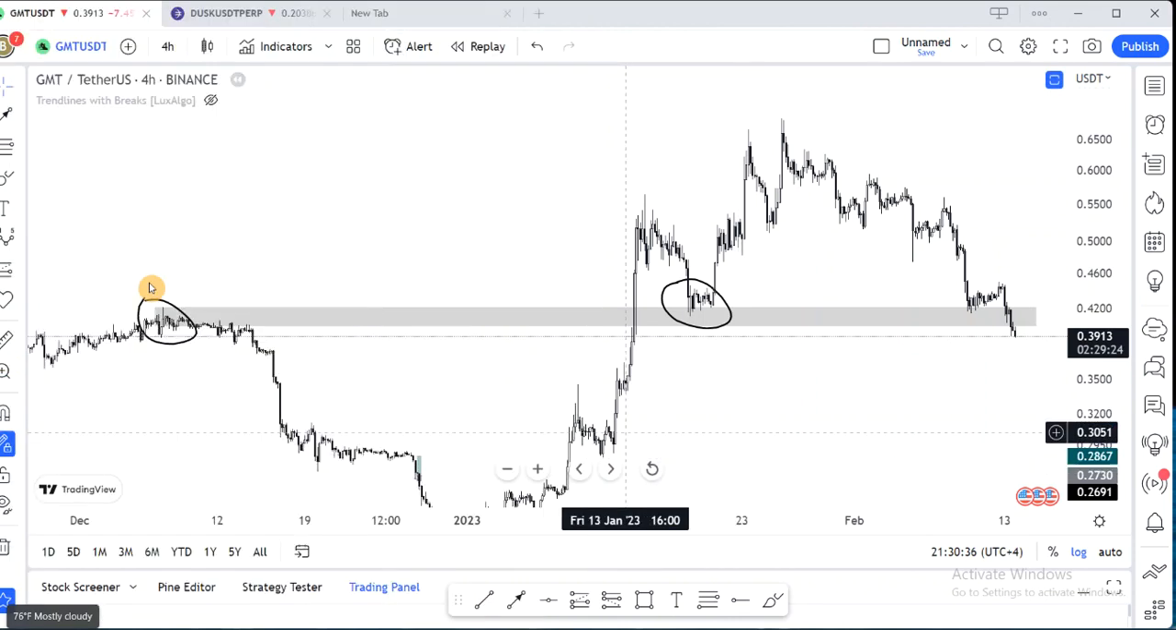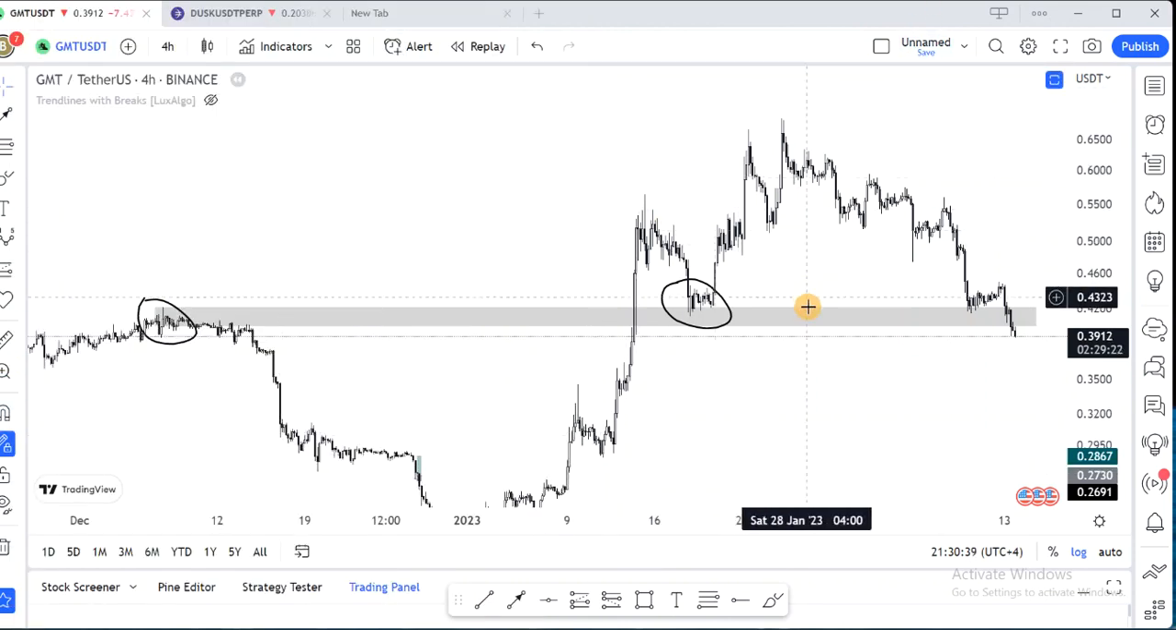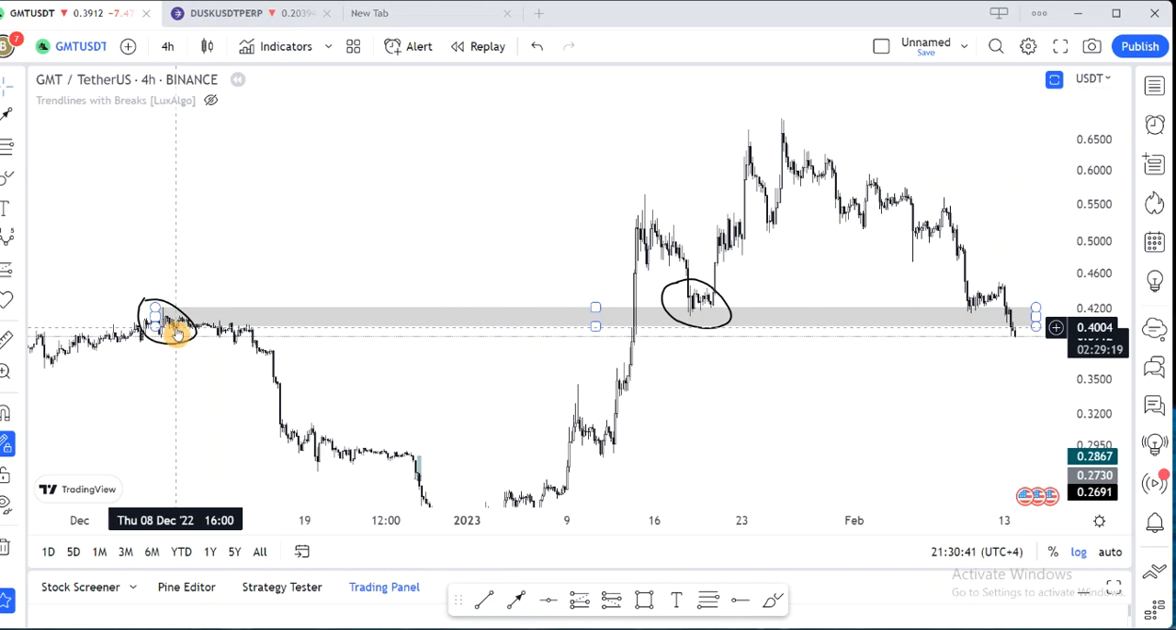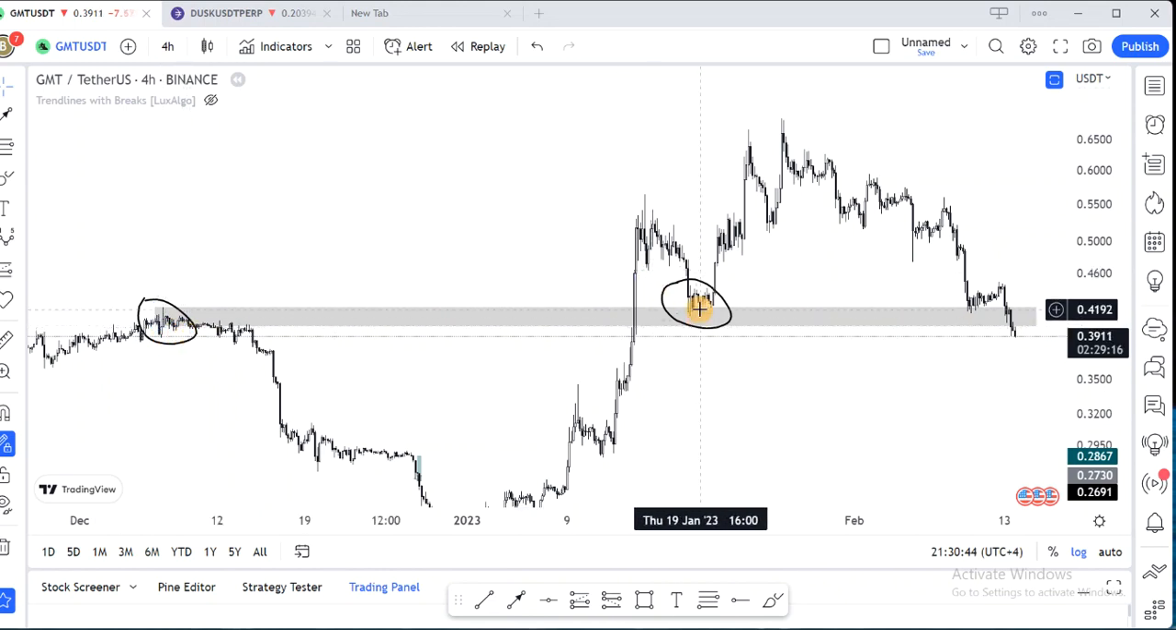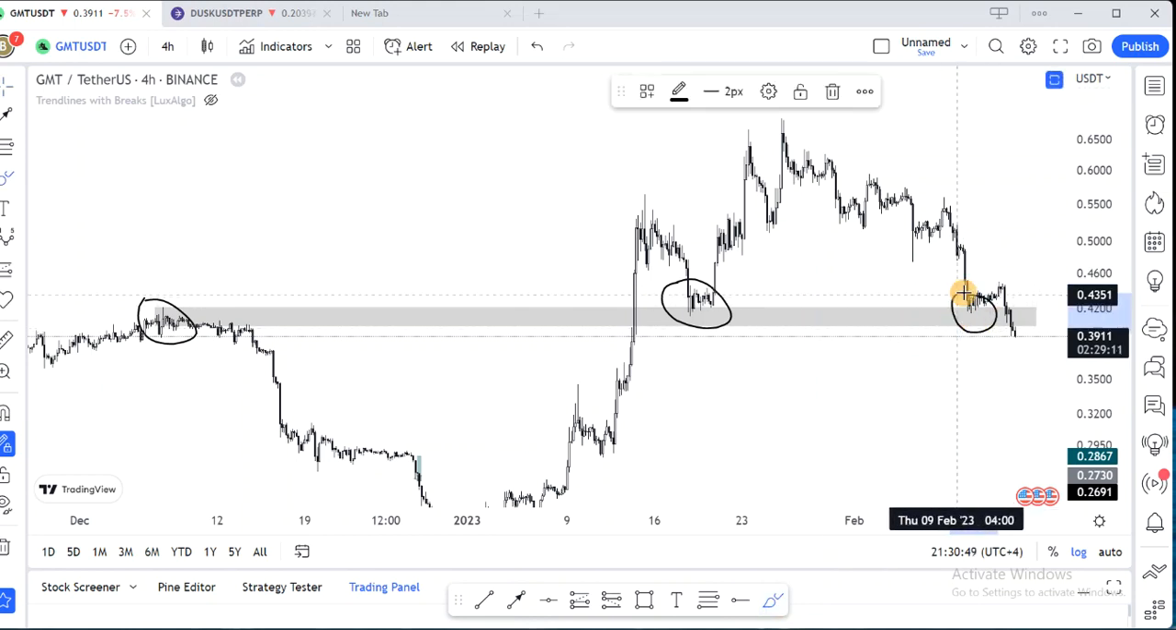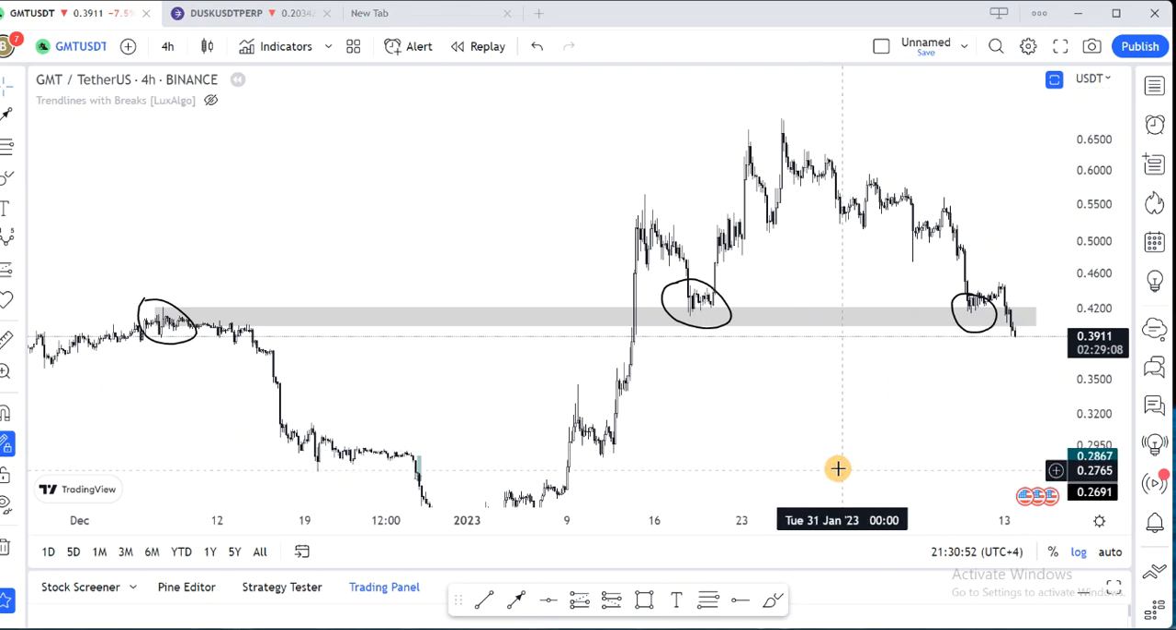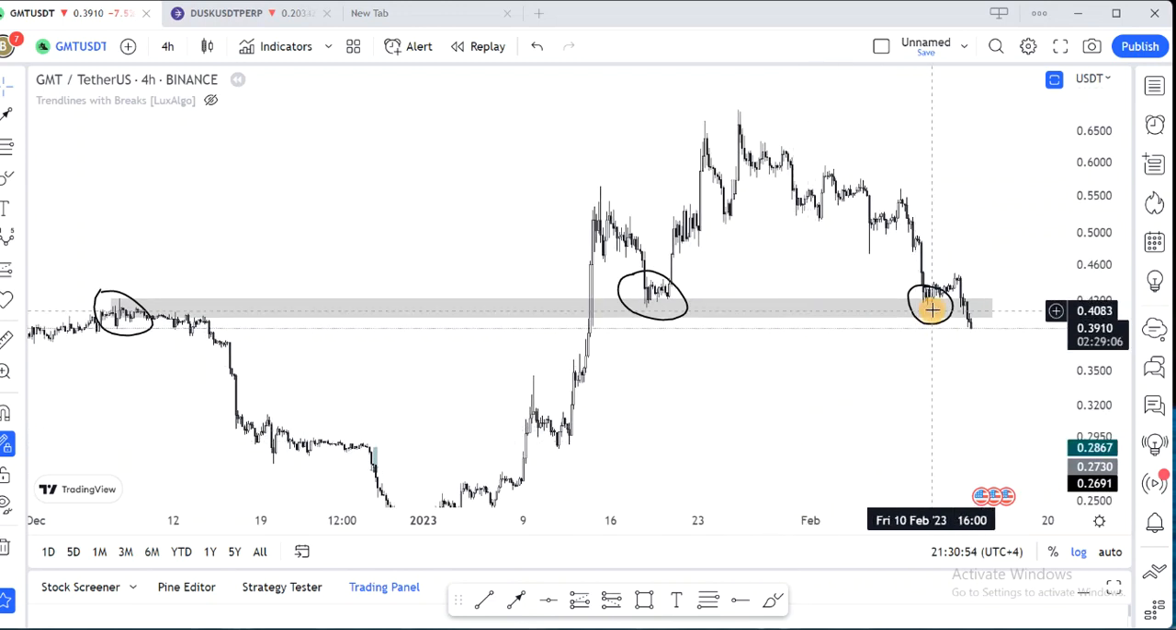Now, what did I do at this level? So I marked out this level, and this level, and this particular level. Okay, so as a technical analyst, the next thing I did was what? I expected a pump from here. And guess what? I still traded this level, because if you know me, I trade GMT well. I love the coin. I love the coin movement. So I still traded here. I entered here for long, but unfortunately something happened.